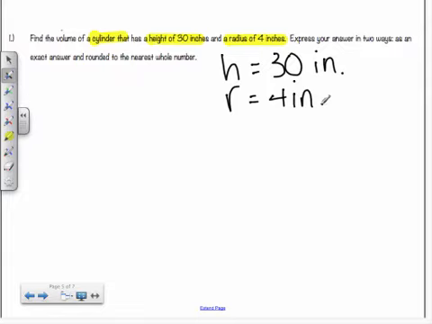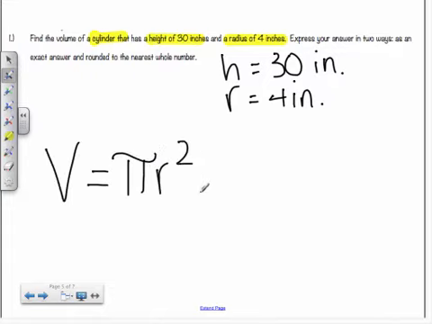And I'm going to use the formula for the volume of a cylinder. So go ahead and look back at what the formula for the volume of a cylinder is and write it down. See if you get it right. Okay, so the volume of a cylinder should be pi r squared h. Then it says to express your answer in 2 ways. I'm going to express it as an exact answer and rounded to the nearest whole number. So I'm going to have 2 answers reported, but they are equivalent to each other.